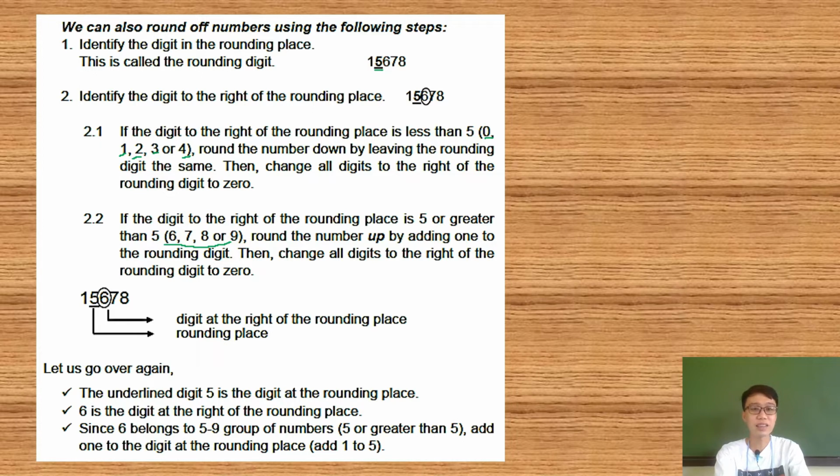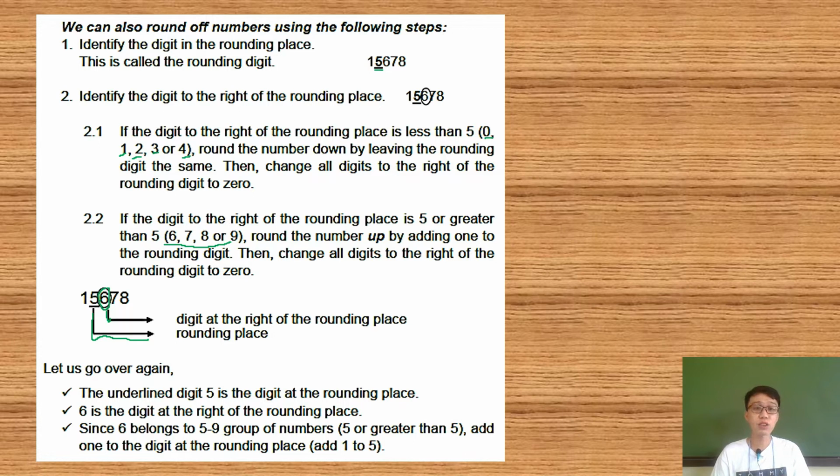The digit at the right of the rounding place is 6. And the rounding place is 5. So our rounding place is in thousands. Let us go over again. The underlined digit 5 is the digit at the rounding place. Again, I repeat, the underlined digit 5 is the digit at the rounding place. 6 is the digit at the right of the rounding place.